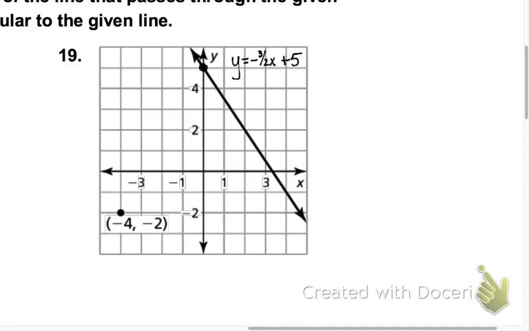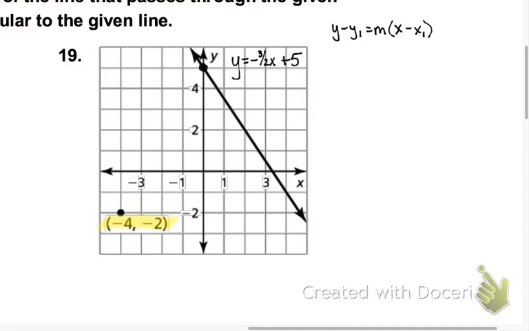So if we have to do a parallel line through 4, negative 2 that we have through this point that's given, how are we going to use that? Do you want to use slope-intercept? Do you want to use point-slope? What do you want to do? Which one? Point-slope? Okay, so if we go point-slope, remember that is y minus y1 equal to m times x minus x sub 1.